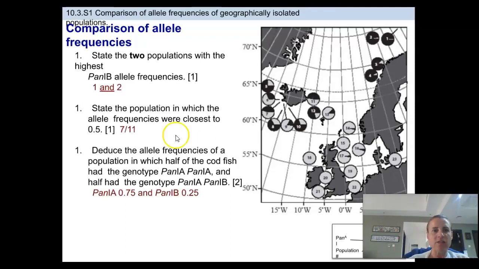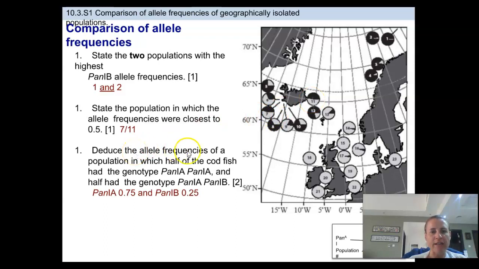All right, answers here. The populations with the highest pan-IB allele frequencies would be population 1 and population 2. As you can see over here, they are almost totally coloured in for the pan-IB frequency. State the population in which the allele frequencies were closest to 0.5. I think you've got here 7, 8, 9, 10 and 11. Oh no, sorry, either 7 and 11. 8, 9 and 10 are not half and half at all, but either 7 or 11 are close to 50% each.